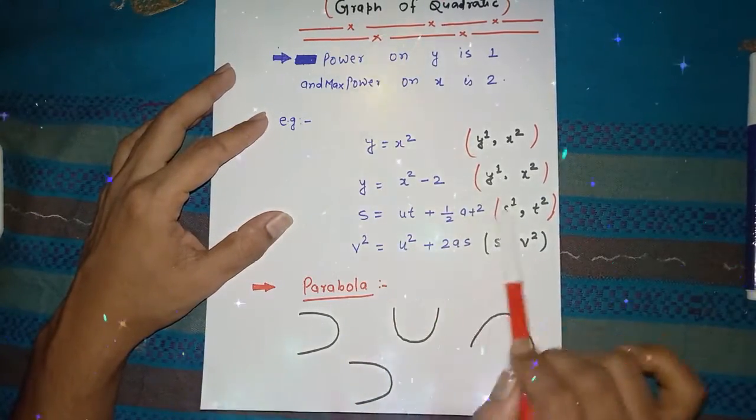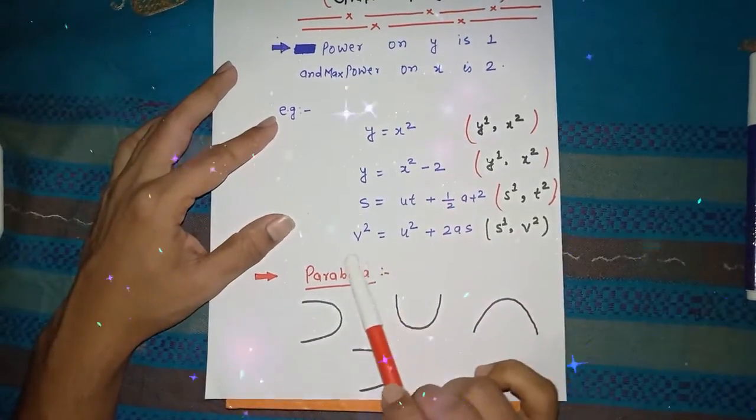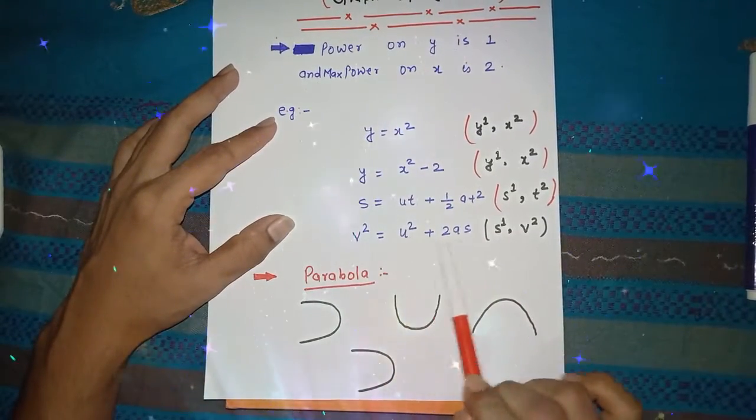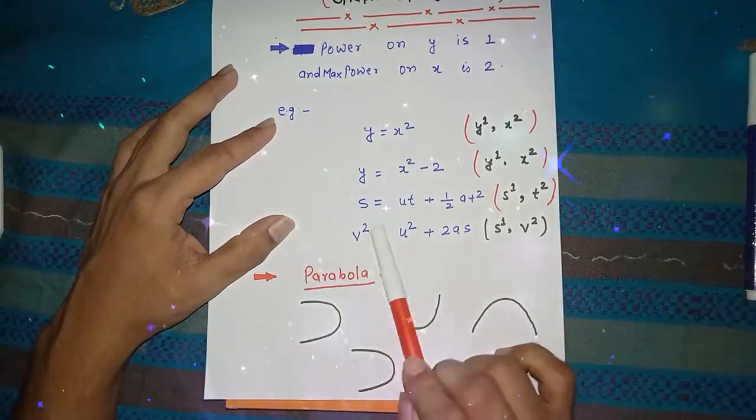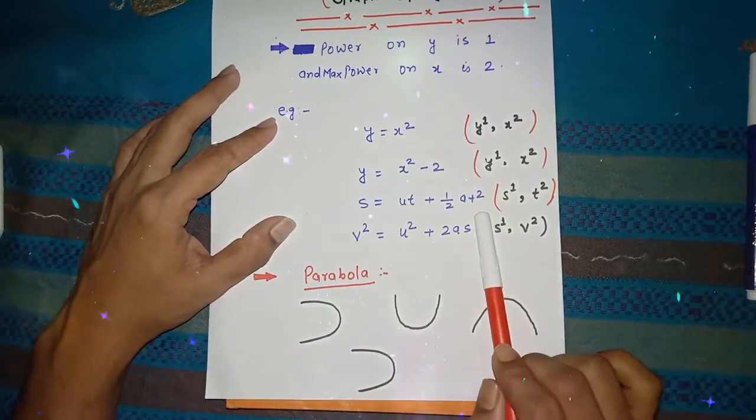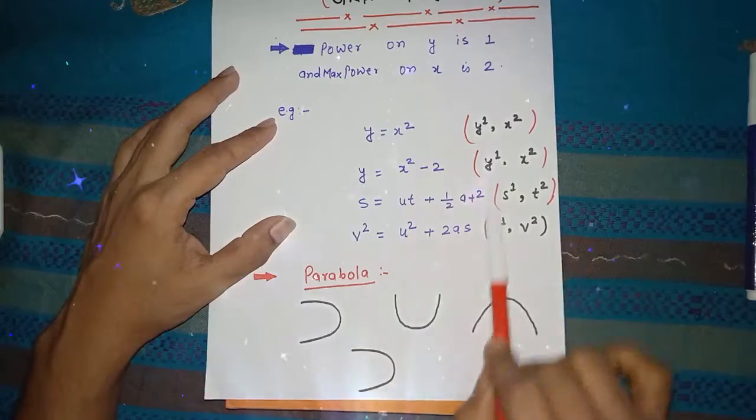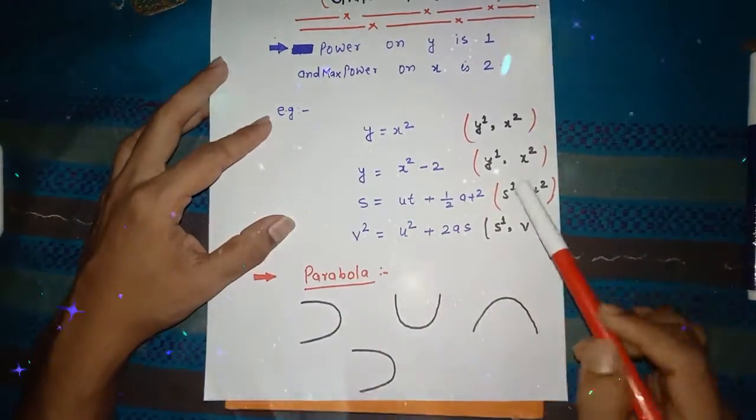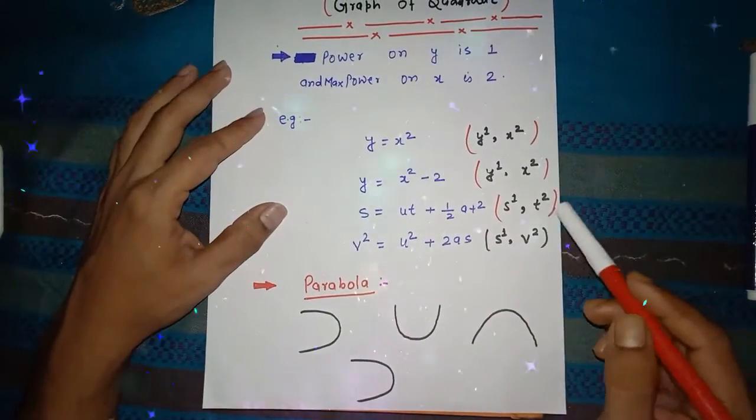That's why it is a quadratic equation. In a similar way, b square is equal to u square plus 2s. Here the power on b is 2 and the power on s is 1. That's why we say that these kinds of expressions or equations are quadratic equations.